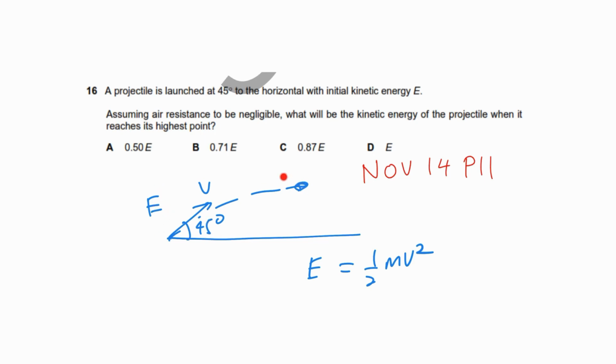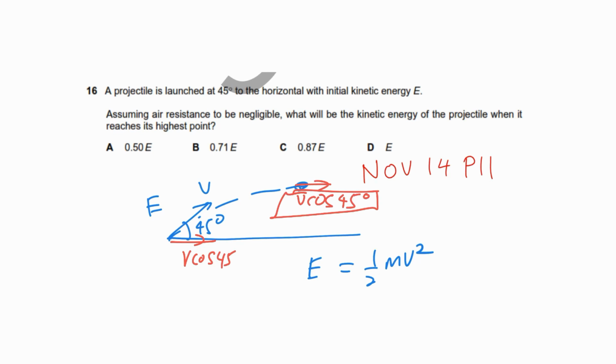So when it reaches here, what is the resultant speed? Remember, at the highest point, the vertical speed will drop to 0, so you only have a horizontal speed. We do know the horizontal speed is the same everywhere because the horizontal speed is constant. To find the horizontal speed initially, it will be v cos 45. So when it reaches the highest point, the horizontal speed will still remain at v cos 45. And this horizontal speed will become the resultant speed of the ball at the highest point because there's no vertical speed. So your horizontal is your resultant.